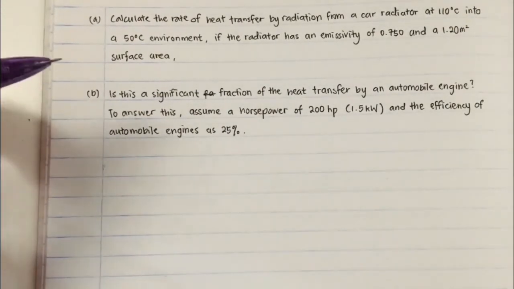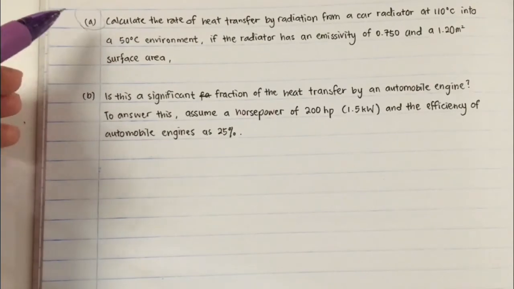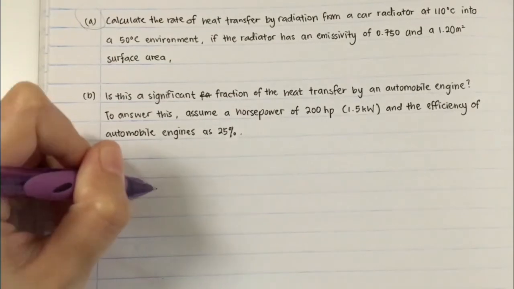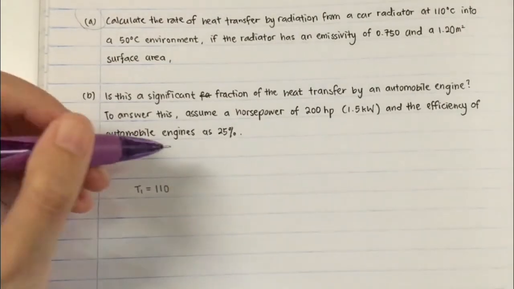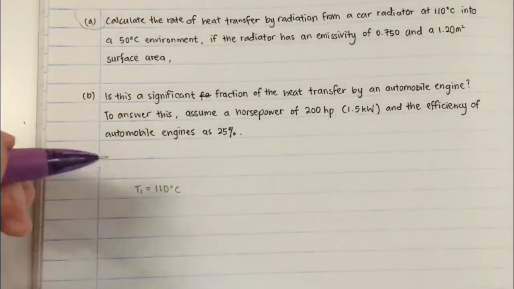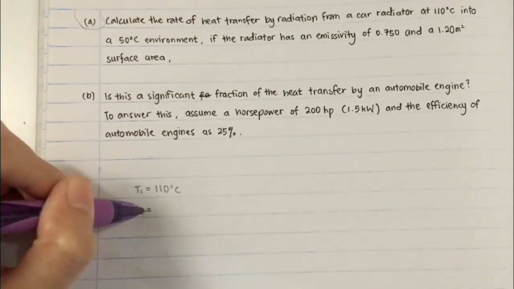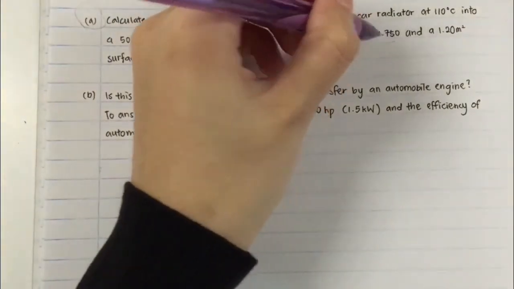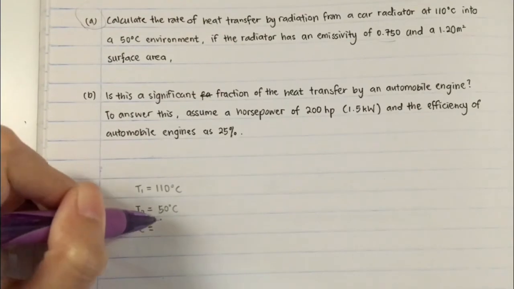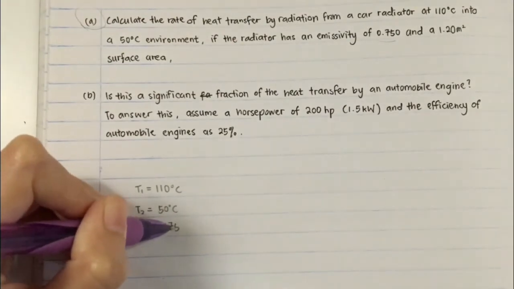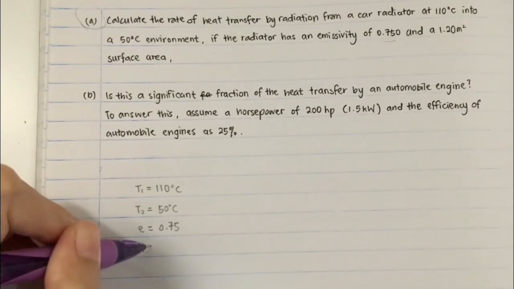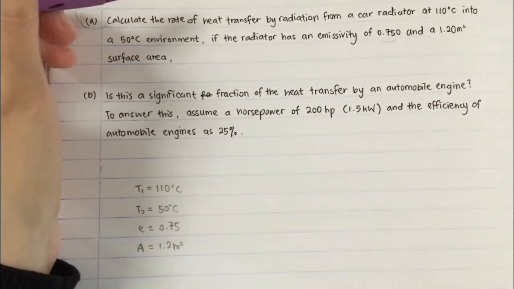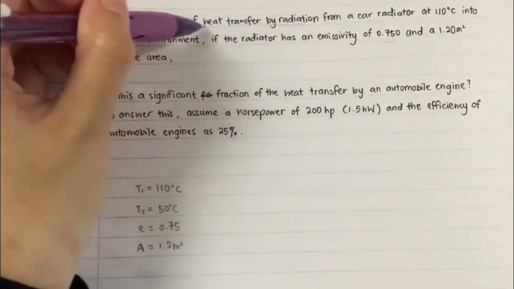First, we are going to solve A first. So here we have T1, which is 110 degrees Celsius, and T2 is 50 degrees Celsius. Emissivity is 0.75 and the surface area is 1.2 meters squared. So we are going to calculate the rate of heat transfer by radiation.